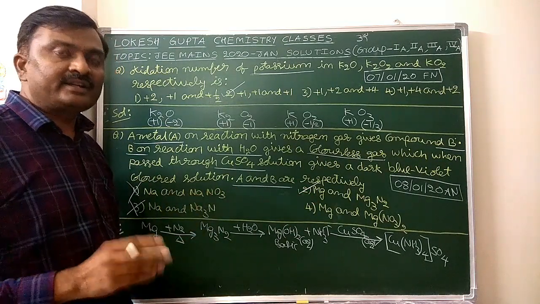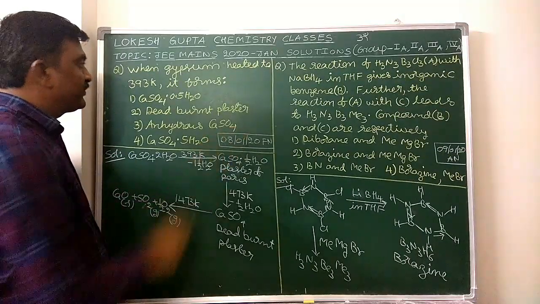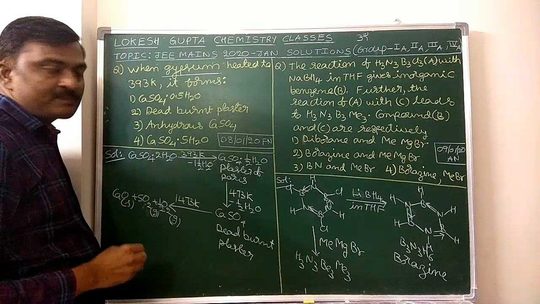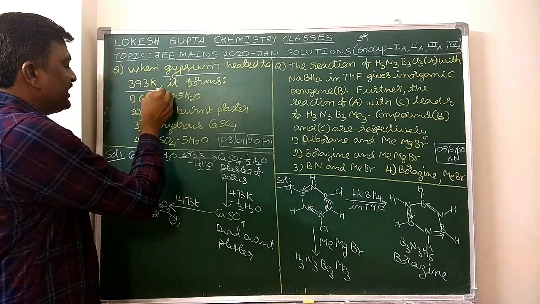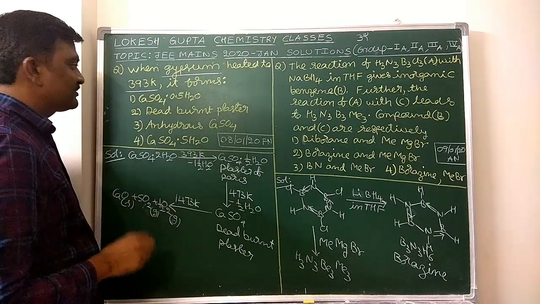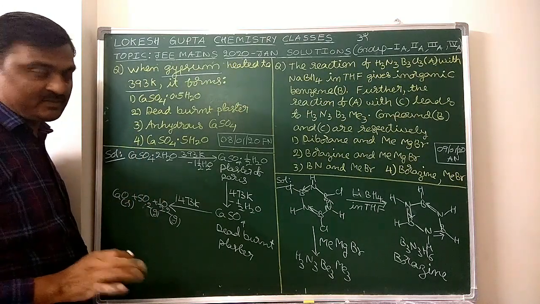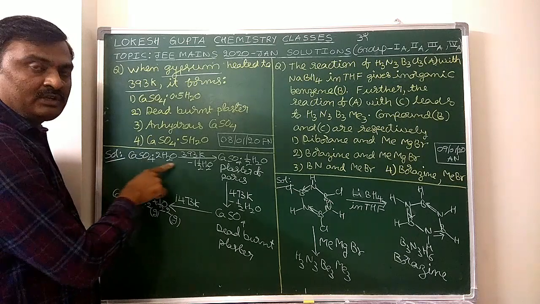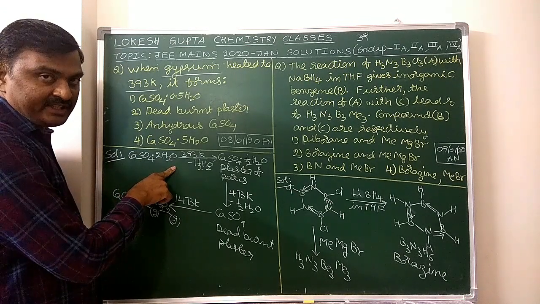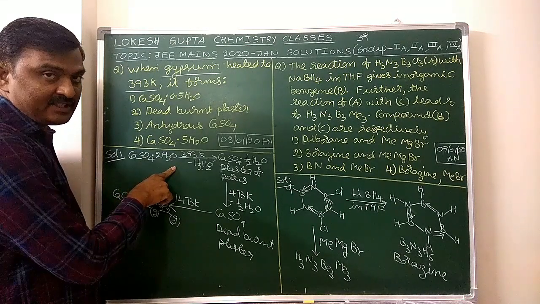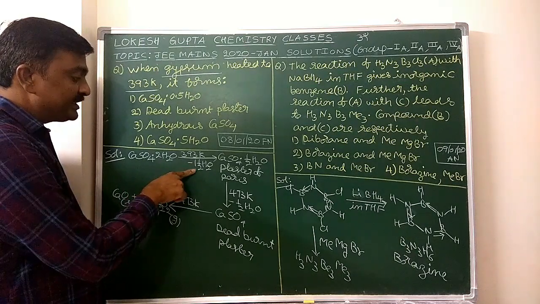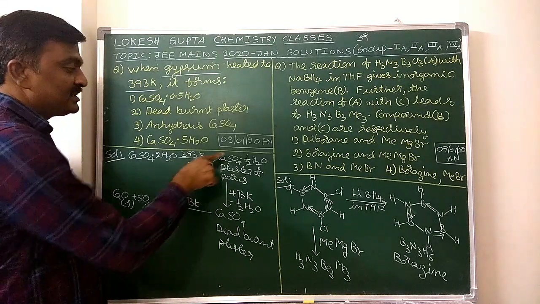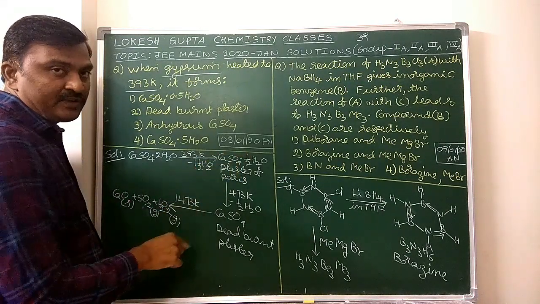Now come to the next question. 8th January forenoon, the question is: when gypsum is heated to 393 Kelvin, what does it form? See, gypsum is CaSO4·2H2O. When it is heated to 120 degrees centigrade, that is 373 Kelvin, it loses 1.5 water molecules and forms plaster of Paris, CaSO4·½H2O.